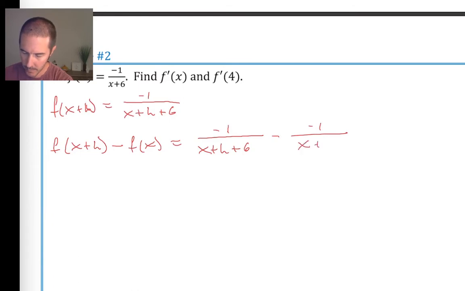x plus 6. In order to do this subtraction, of course, we're going to need to find a common denominator. So I am going to multiply my first fraction by x plus 6 over x plus 6, and I'll multiply my second fraction by x plus h plus 6 over x plus h plus 6.